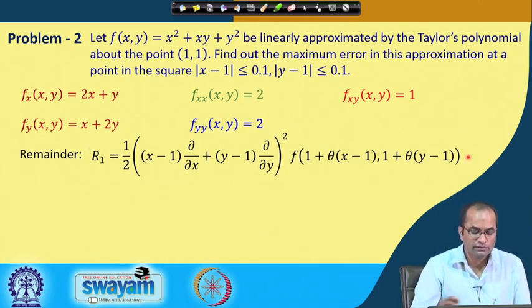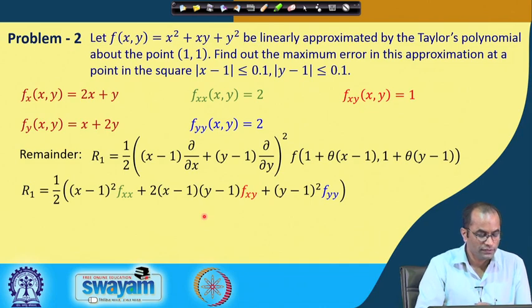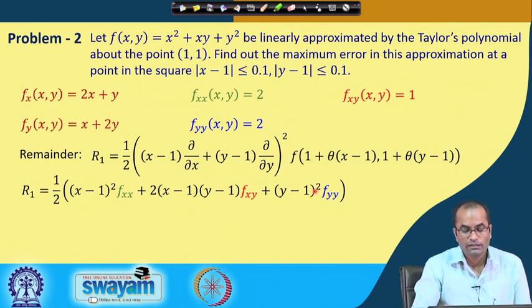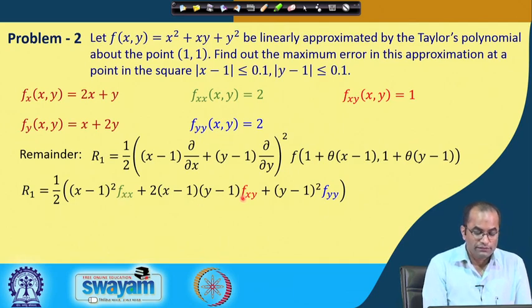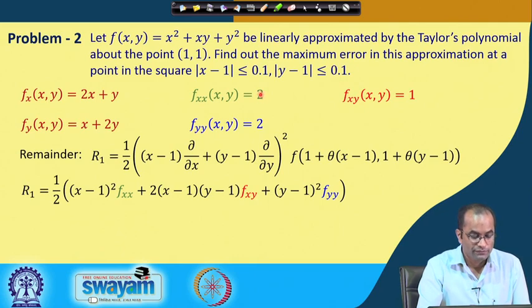So, this is exactly the remainder which we have discussed before, and which we can write in this form. x minus 1 whole square, and this will be the second order term f_xx, 2 times f_xy times x minus 1 y minus 1, the mixed term, and y minus 1 square, and then again the second order term with respect to y. All these second order derivatives we have already computed, and they are actually constant in this case. So, we have here 2, and here 1, and then 2 again.